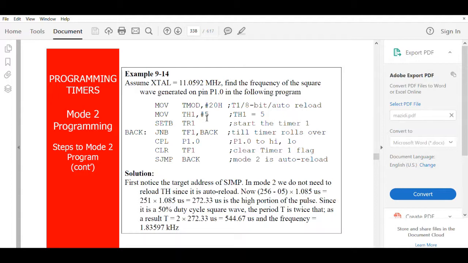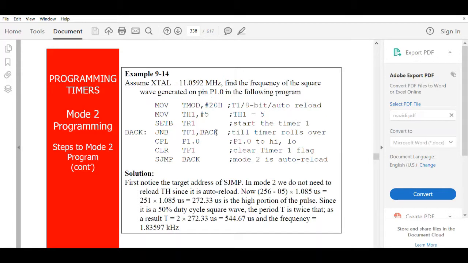Then TH1 has a value 5. So TH1 is loaded with the initial value we know. So whatever value comes to TH1 in this particular arrangement, that value will go to TL1 also. We needn't write it as such. It will go because of the internal connection. Then SETB TR1 so that the timer is started.